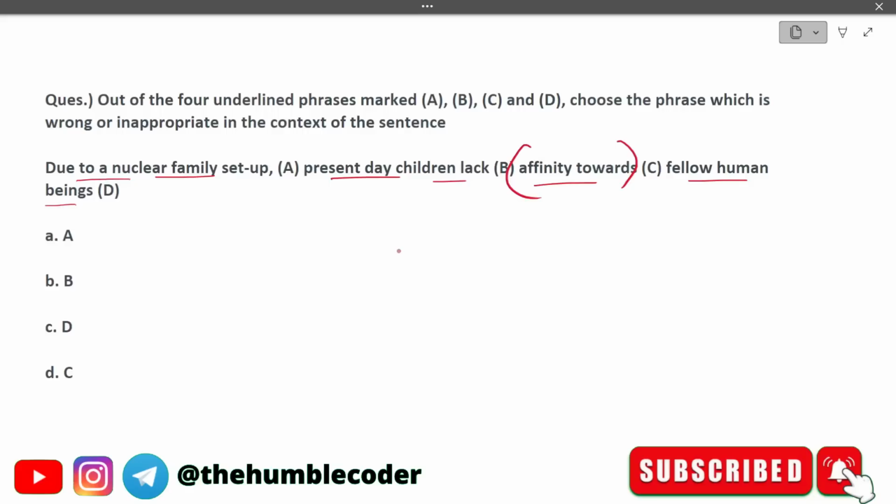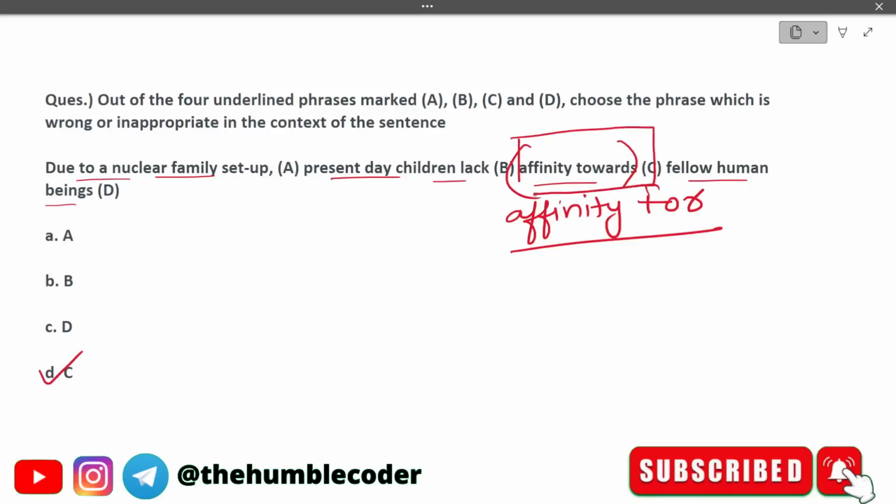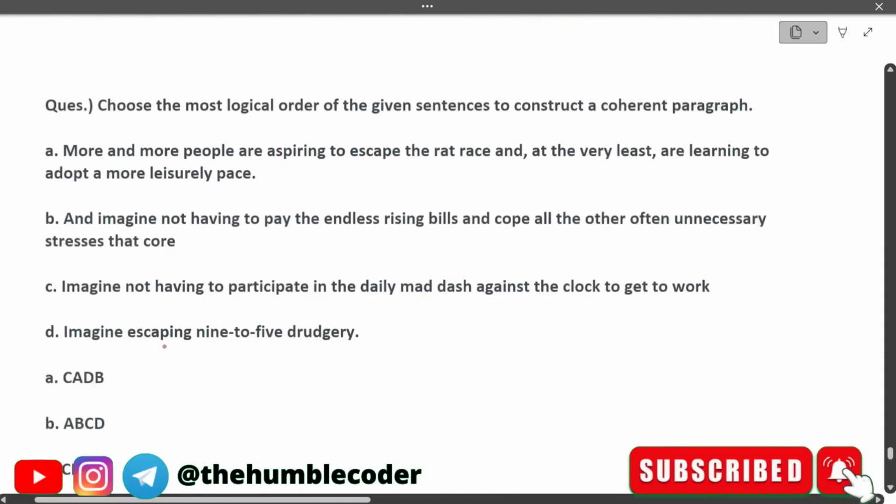Why? Because the usage should be affinity for. Instead of affinity towards, it should be affinity for. Now let's read the sentence with affinity for. Due to a nuclear family setup, present day children lack affinity for fellow human beings. So that is why the correct answer in this case is going to be option number C, because this is a part of C sentence. So that is why affinity for is the correct answer for this question. Moving on to the next question.